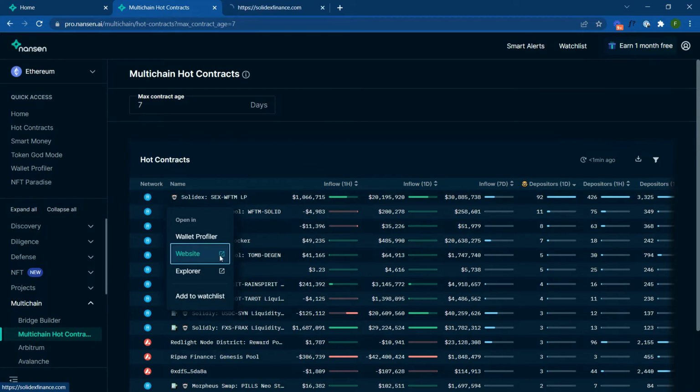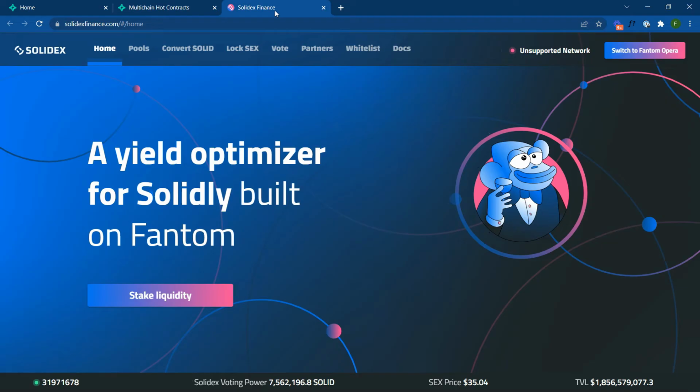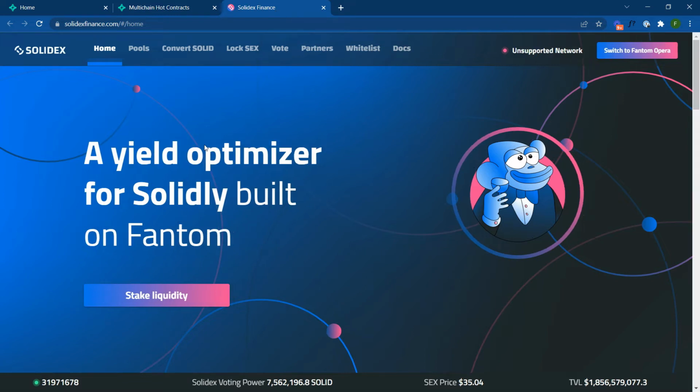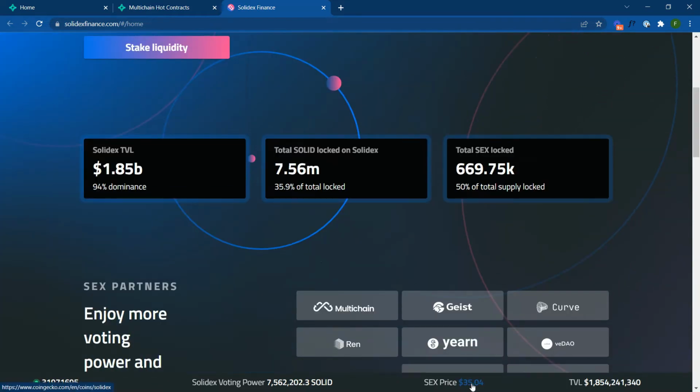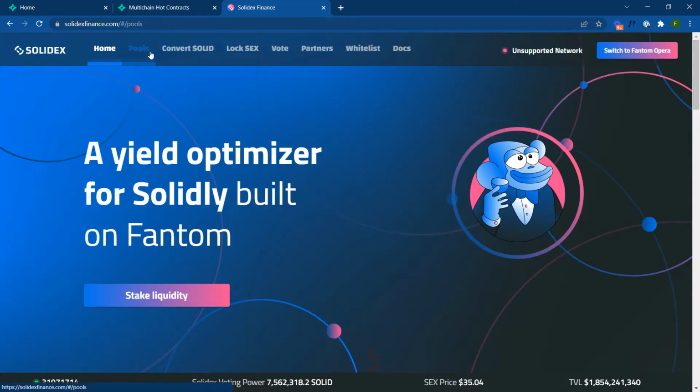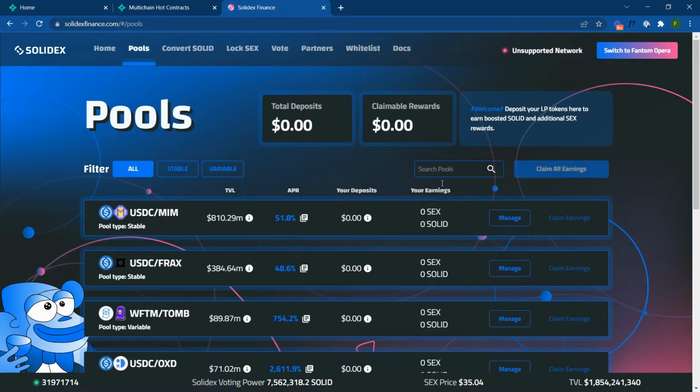We can have a quick overview of the website of the project. Solidex advertise themselves as a yield optimizer tied to the Solidly exchange on Phantom. Their token, SEX, has a current price of $35. The pools tab lists the pools featured by Solidex, and it's worth searching for the one we have discovered on Nansen. At the time of making this video, the APR is over 7,000%.